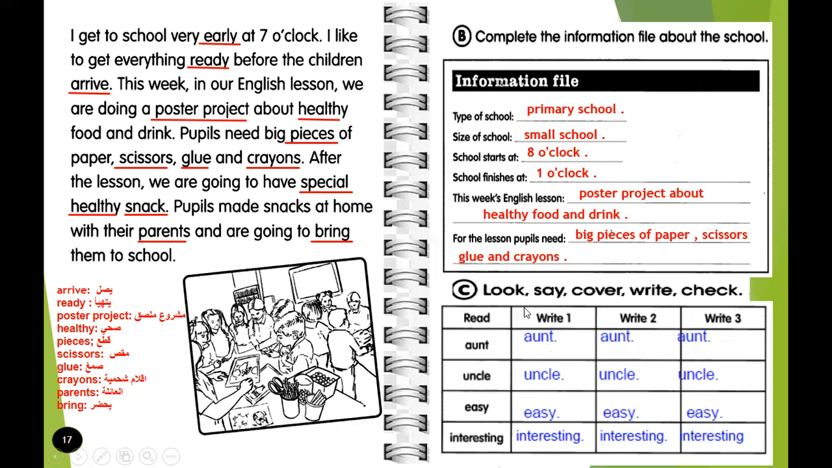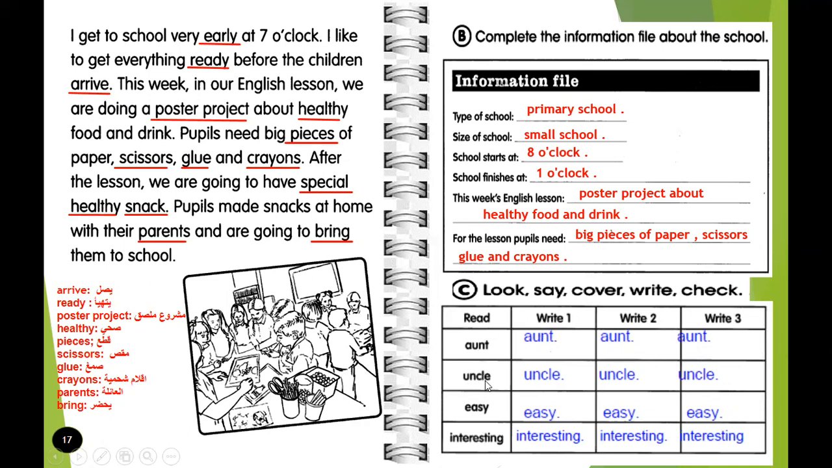Now exercise C: look, say, cover, write, check. Here we have many columns. You should repeat writing the words we have in the table. So we have aunt. You should repeat it 3 times. You should write aunt, aunt, aunt. بس انت لازم تخبي تغطي الكلمة وتكتب وكأنه يعني حفظ إملاء.